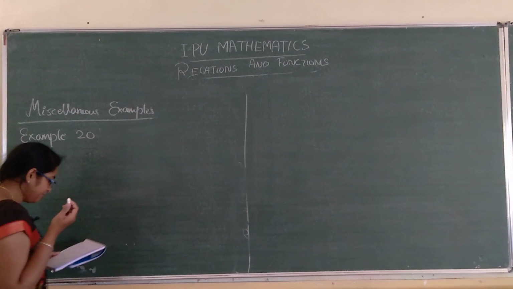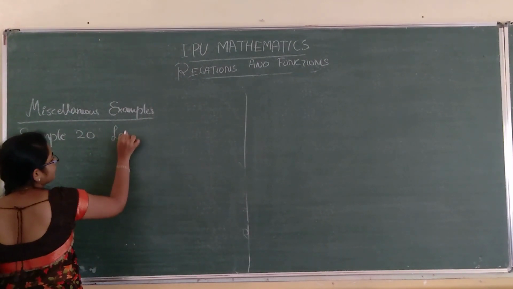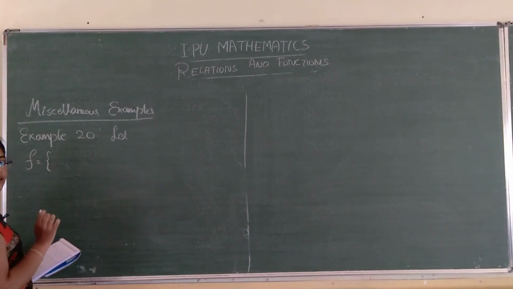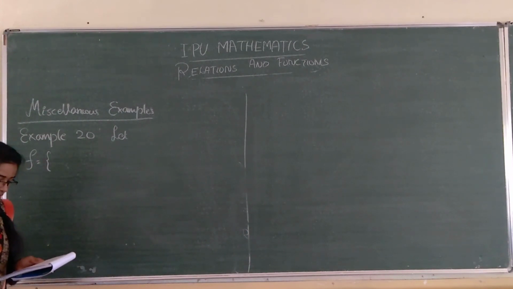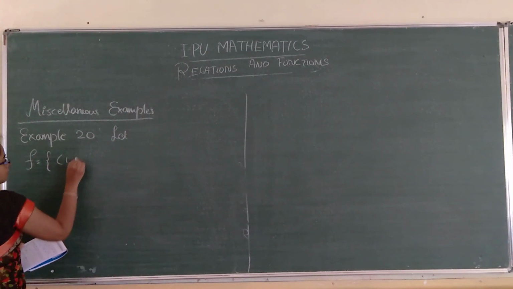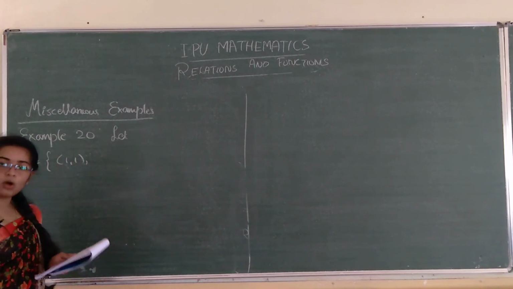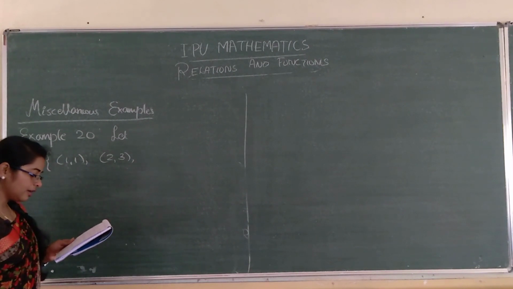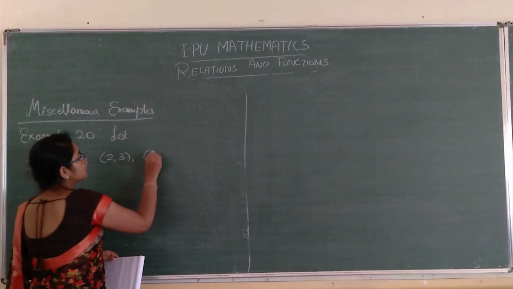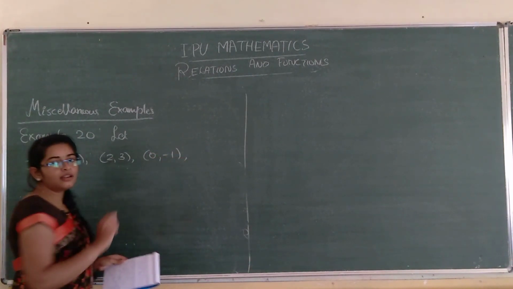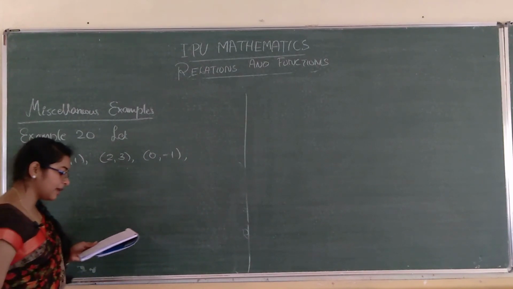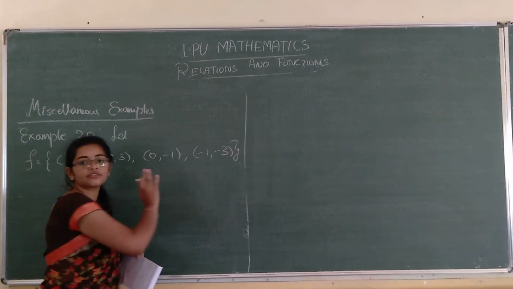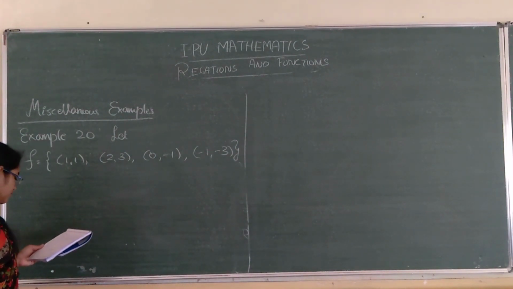The question is: let f be the set of ordered pairs (1, 1), (2, 3), (0, -1) and (-1, -3). These are the given ordered pairs in the set.